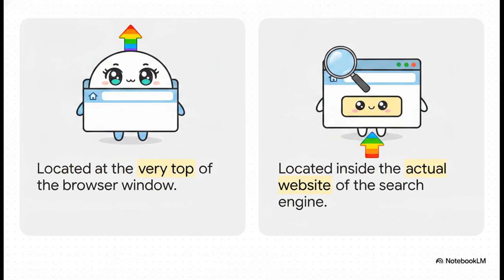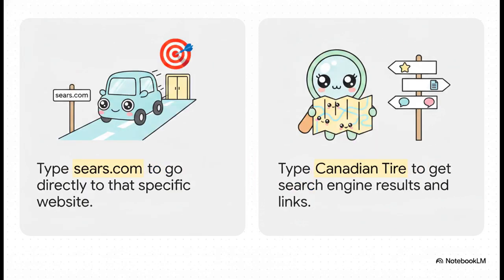On the other hand, the search bar belongs to your guide. It is located inside the actual search engine website, which is usually right dead in the middle of the page when you go to a site like Google.com or Yahoo. And this brilliantly illustrates the functional difference between the two. The address bar, up at the very top, is basically like typing in exact GPS coordinates. If you know exactly where you want to go, you type the direct address right there, like Sears.com or CanadianTire.com. Your browser will just bypass everything else and take you instantly to that specific company's front door.